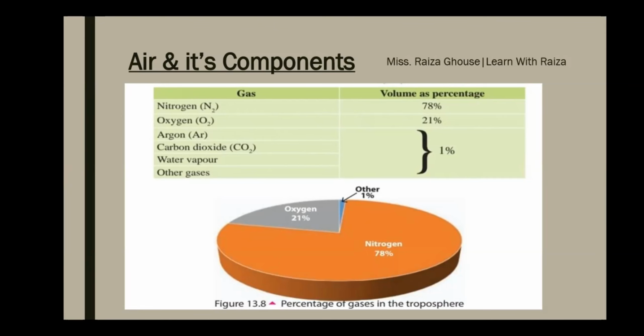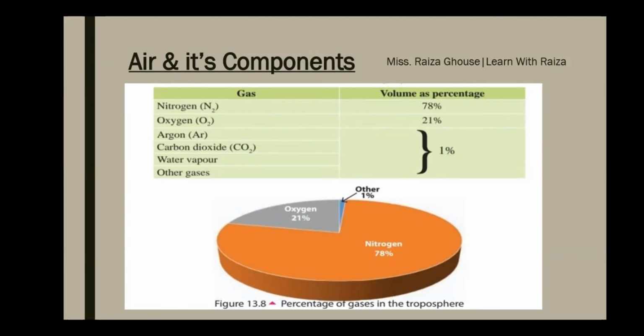Now we are going to discuss air and its components. The troposphere is the most important atmospheric layer for living beings. I told you we are living in the troposphere, so that is the most important atmospheric layer.